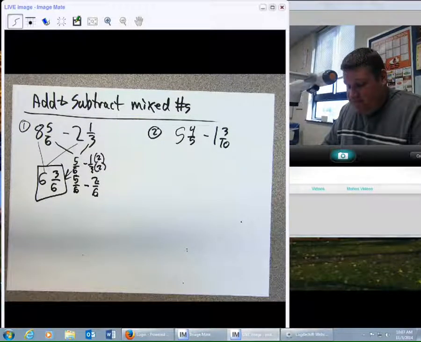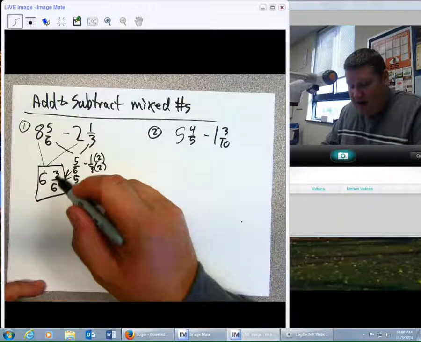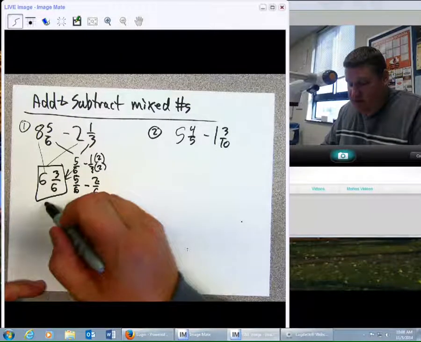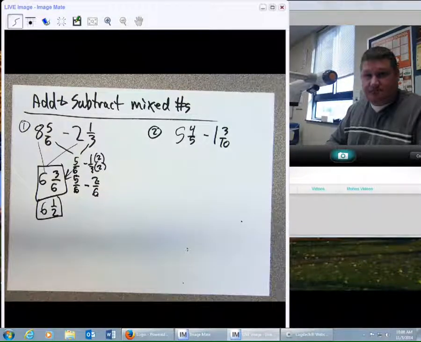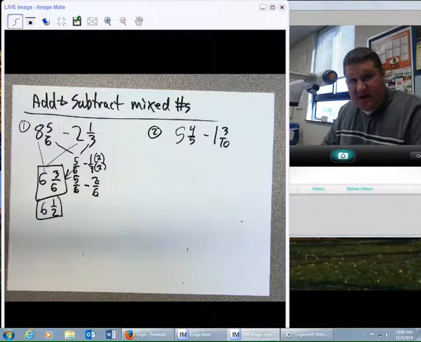6 and 3/6. Now, for some of you playing at home, you notice I can't leave 3 over 6 because I could reduce that. That's going to be 1/2. So we put those together just like that.